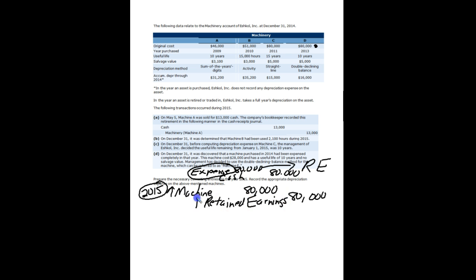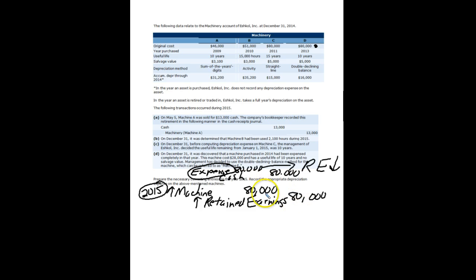And credits increase retained earnings. So why are we increasing retained earnings? Because when we move this expense to retained earnings, that decreased retained earnings, right? We would have credited the expense and debited retained earnings. Debits reduce retained earnings. So at the end of 2014, we debited retained earnings for this expense. So we reduced it. So now we've got to credit and increase it back in.